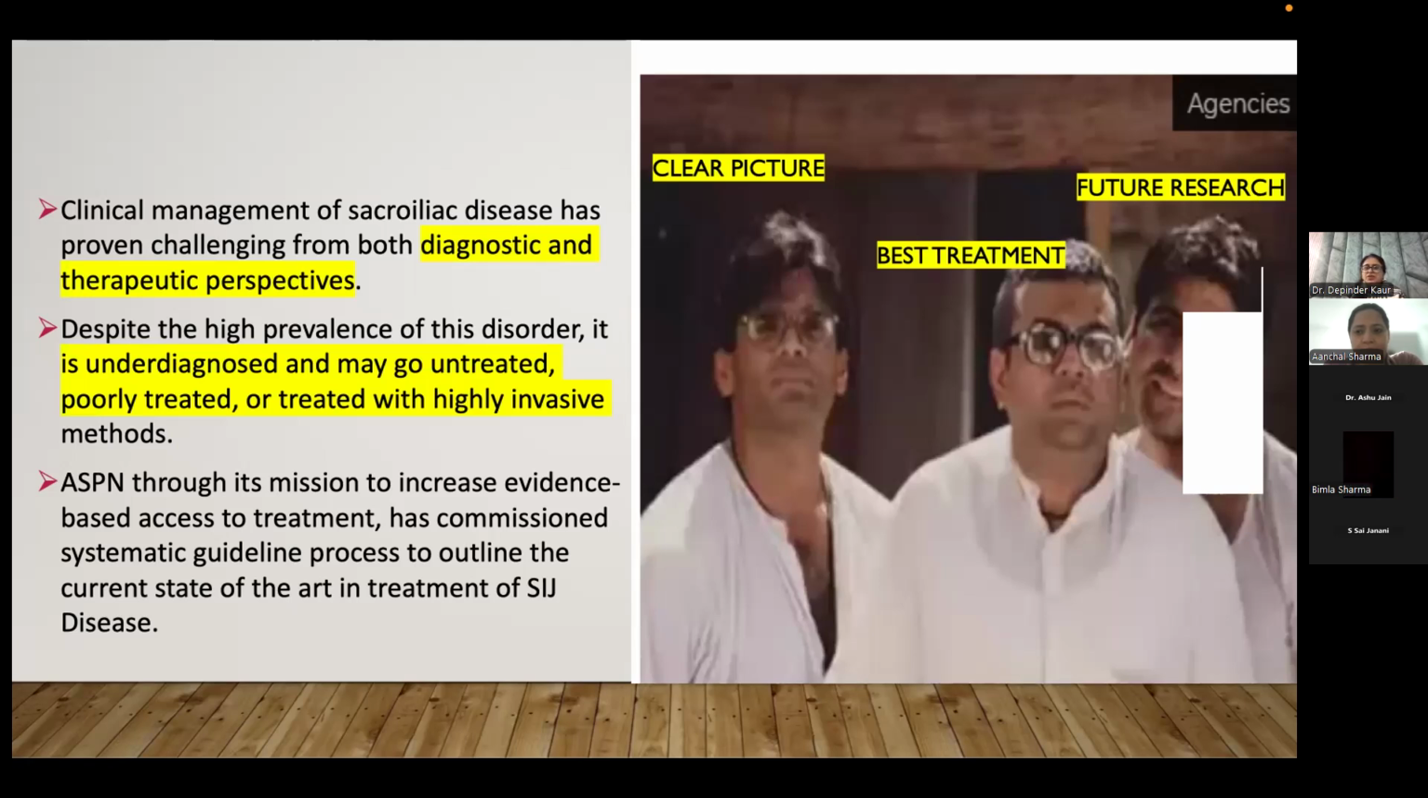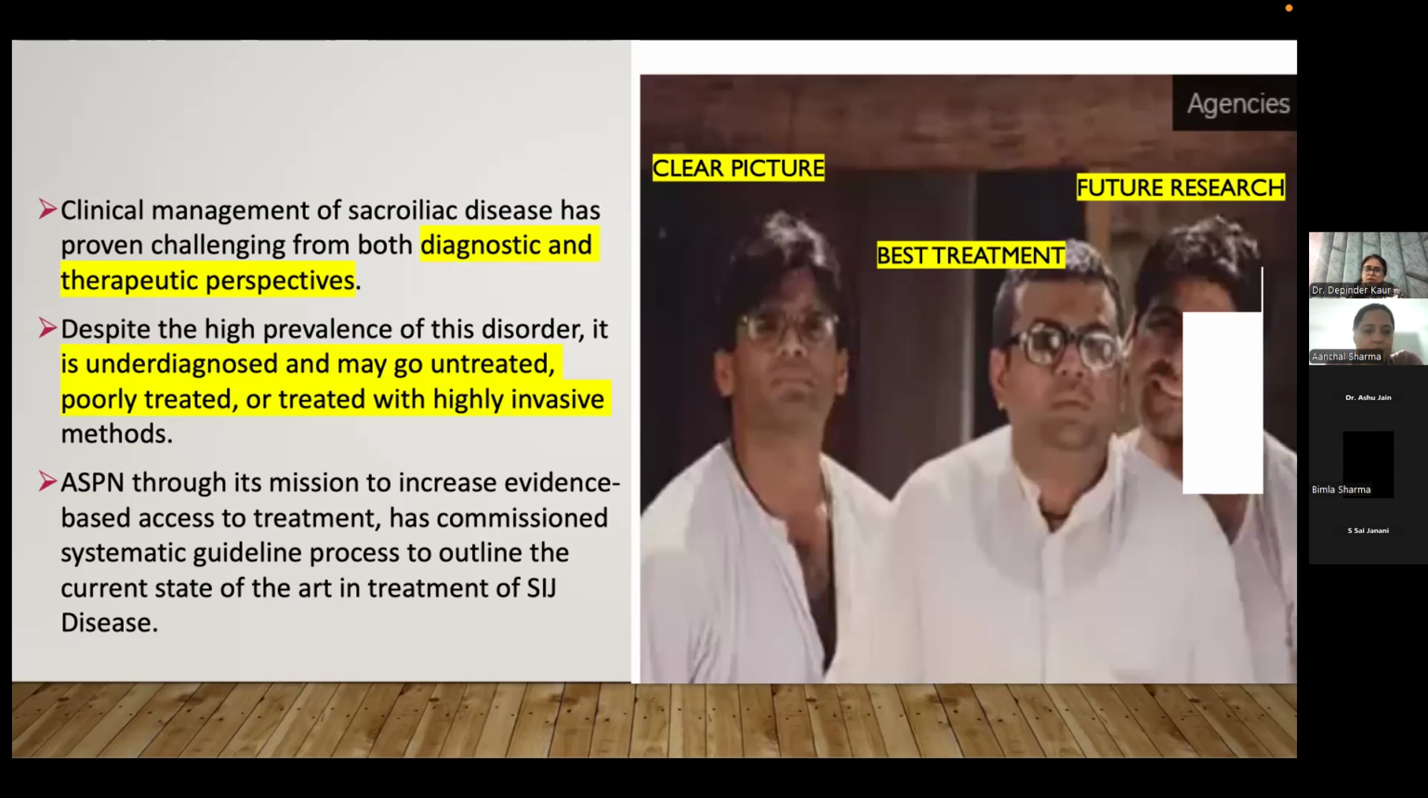The reason we selected the topic of sacroiliac joint disease is that in day-to-day practice we see that even though low back pain prevalence is very high, we still face challenges in SI joint disease patients when it comes to diagnosis or treatment, because most of the time they are either underdiagnosed or they go untreated.